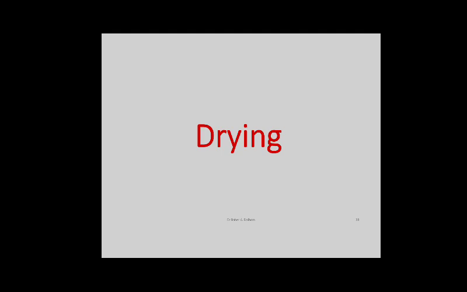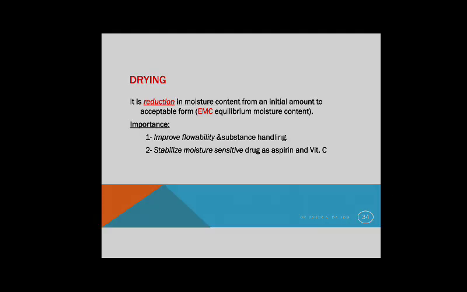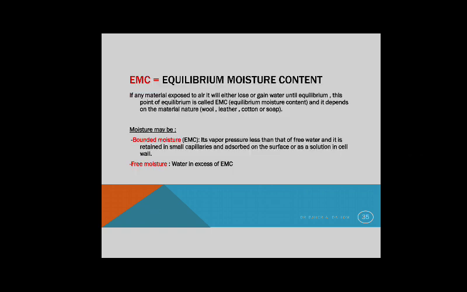Lecture 11, Drying. Drying is a reduction in moisture content from an initial amount to an acceptable form, EMC, which is equilibrium moisture content. Importance: improve flowability and substance handling, stabilize moisture-sensitive drugs such as aspirin or vitamin C, ascorbic acid. EMC is equilibrium moisture content.